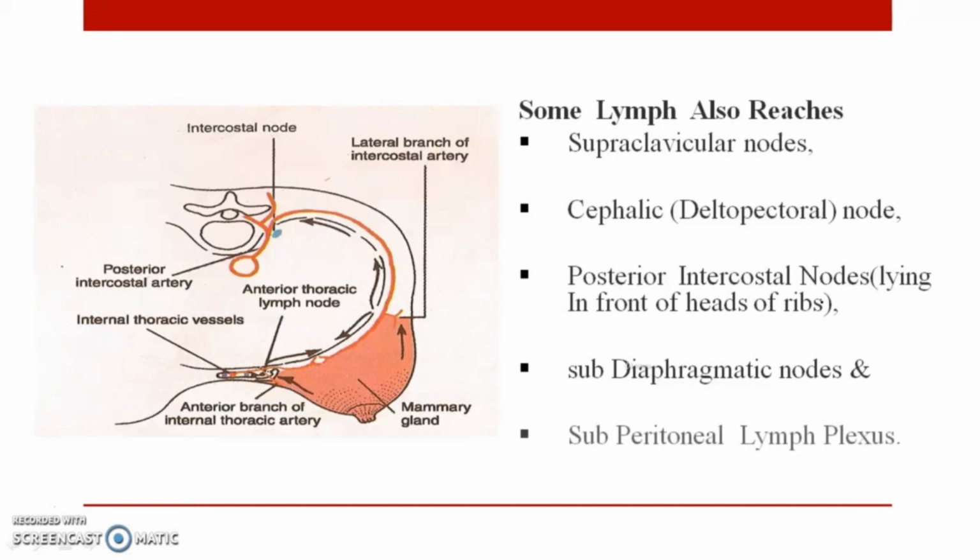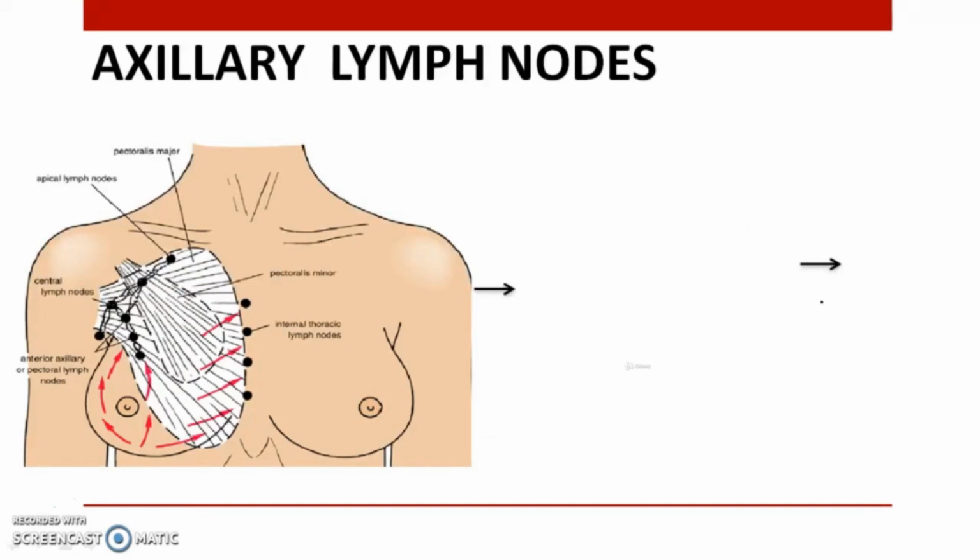Then we have the subperitoneal lymph plexus, which again gives lymphatic vessels to the hepatic and ovary regions and all. Okay, all about lymphatics we have cleared out. All these lymph node names you have to remember. Now going for axillary lymph nodes in a bit more detail.